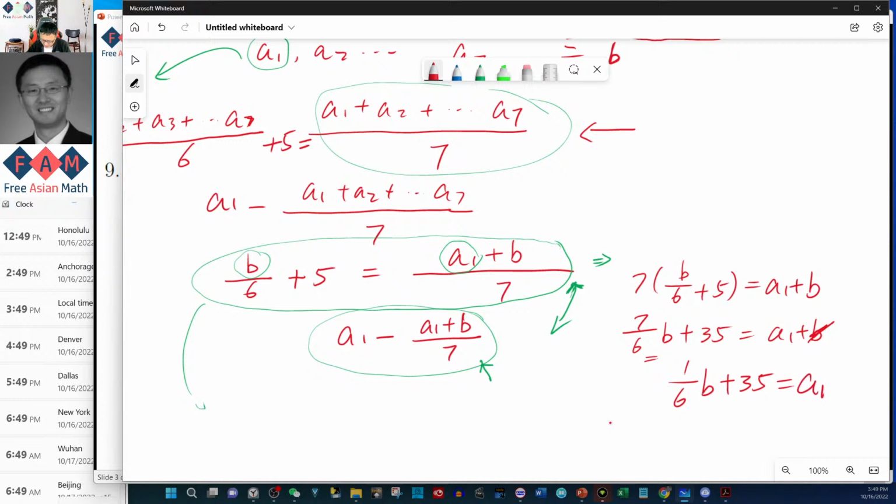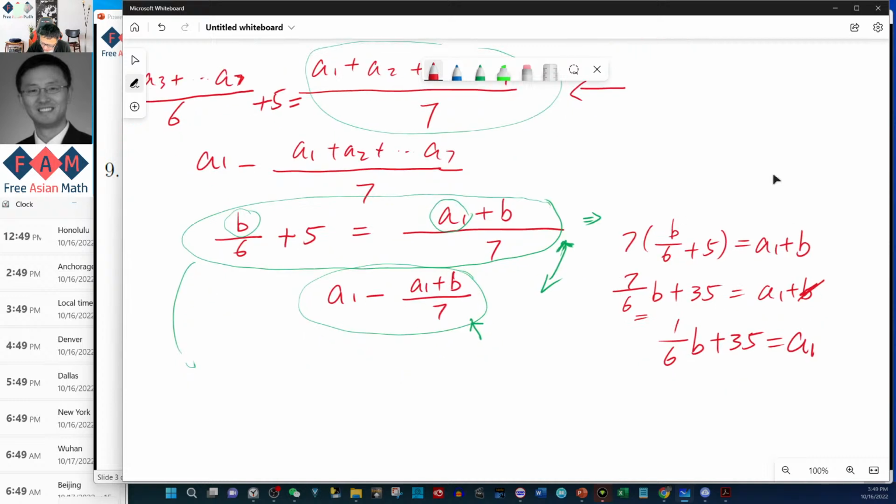That is interesting. So now we got an expression: A1 equals 1/6 of B plus 35. But we see that we can just plug this in. If we plug this in right away, what will happen?